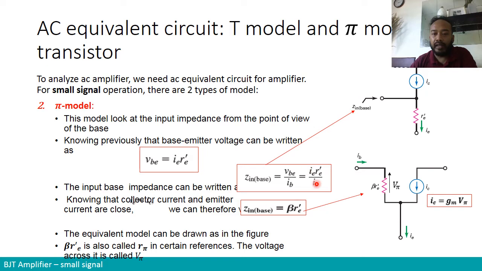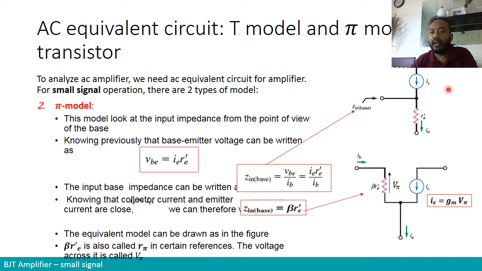Now this IE over IB, if we remember that IE in a BJT is more or less equivalent to IC, therefore we can write it as IC over IB, and we know what IC over IB is. IC over IB is basically the gain of our BJT, our transistor. Therefore, the resistor from the point of view of the base can be written as the gain multiplied by the equivalent resistor of the emitter, R prime E, that we have deduced in the T model just now.